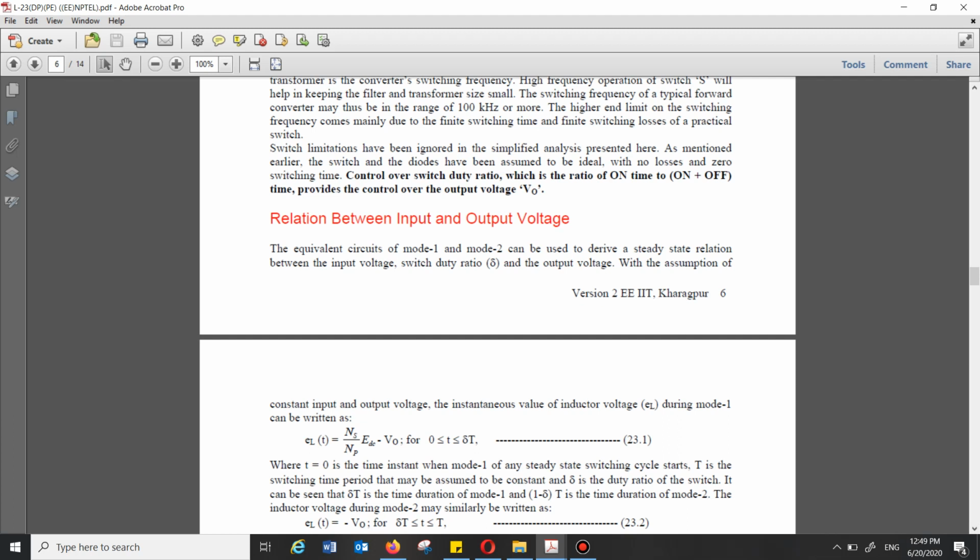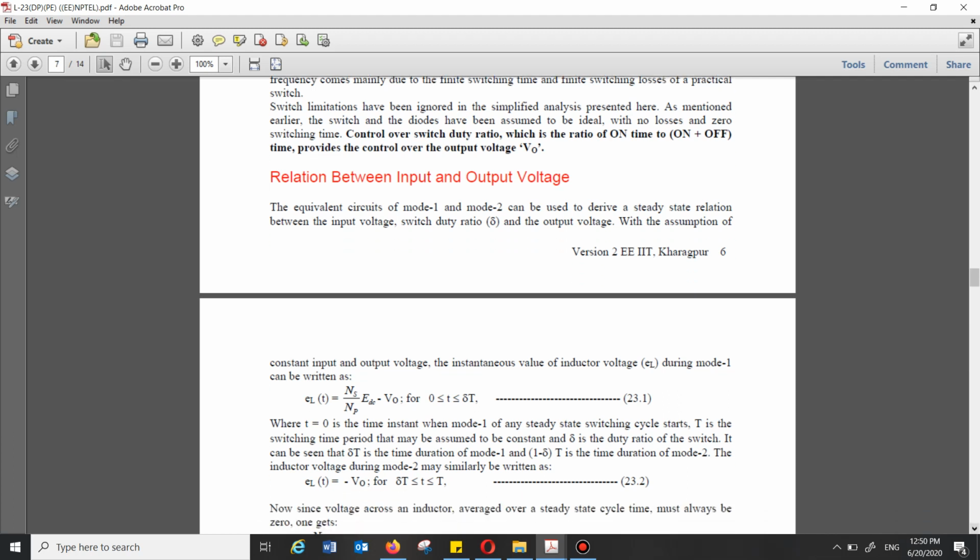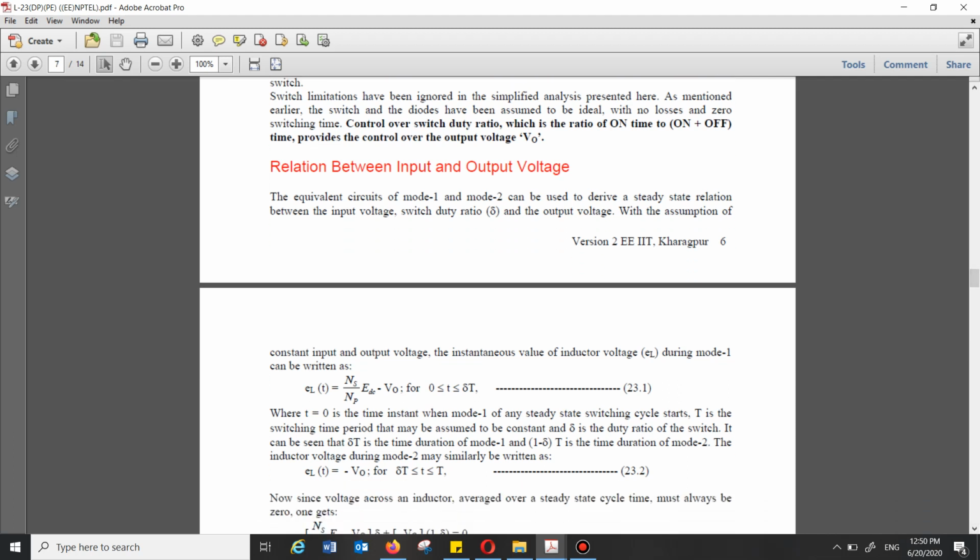Look at mode 1 and mode 2 and the output ratio with the assumption of constant input and output voltage. The instantaneous value of the inductor voltage during mode 1 can be written as: the transfer ratio times the input, minus this one. This is the inductor voltage, the input coming from the primary minus the output voltage across the load. And this is what we see during mode 2. The inductor voltage is inverted. This is minus V naught.